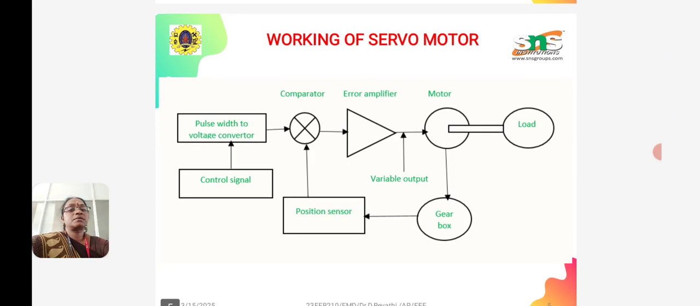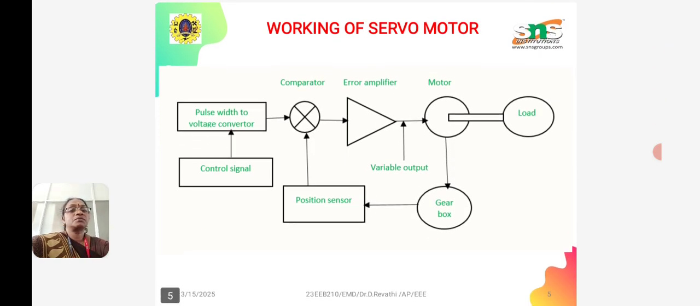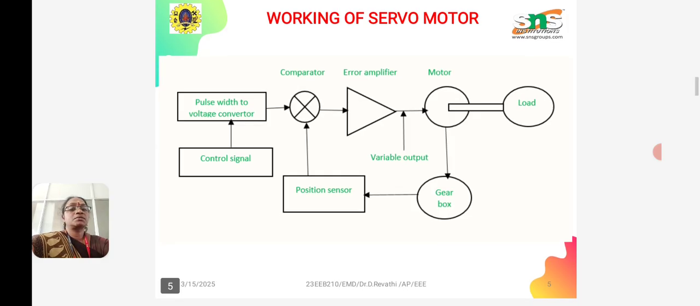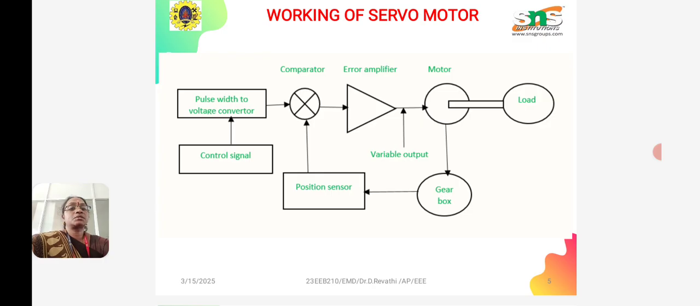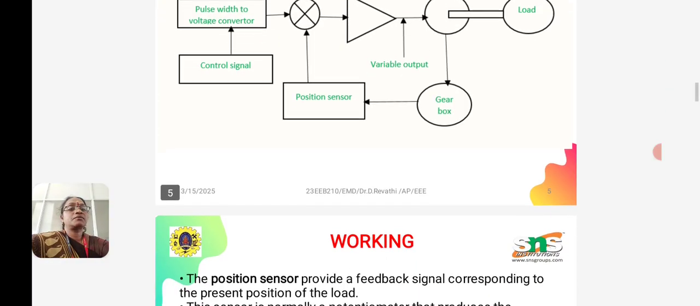Next is the working of the servo. For the working of the servo, I have shown the block diagram here. First, the pulse width modulation voltage converter is connected to the comparator. The output of the comparator is connected to the error amplifier, and the output of the error amplifier is connected to the motor. The gear train box is connected to the position sensor, which is connected to the input of the comparator. Along with this, we have another block, the control signals. Let's see the working of this diagram.